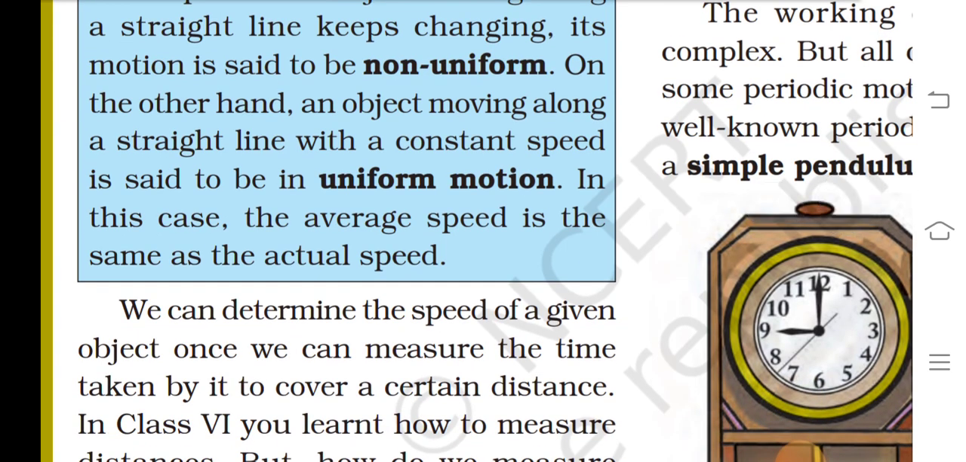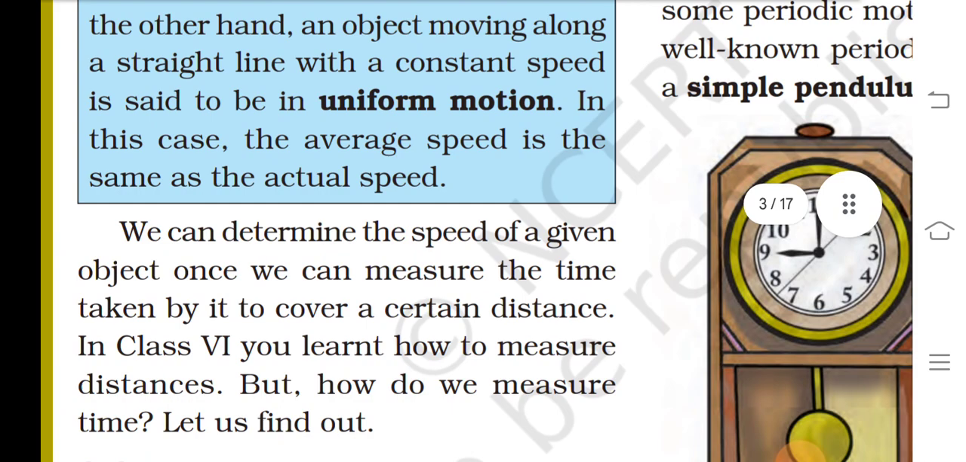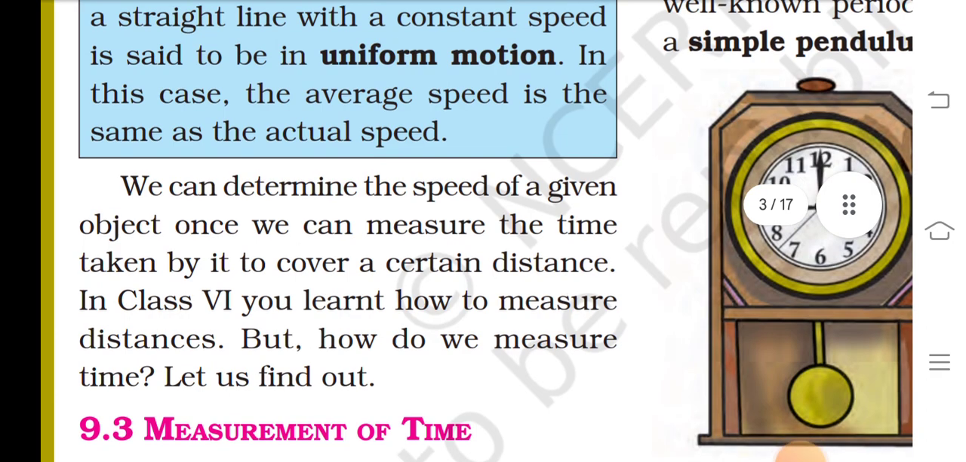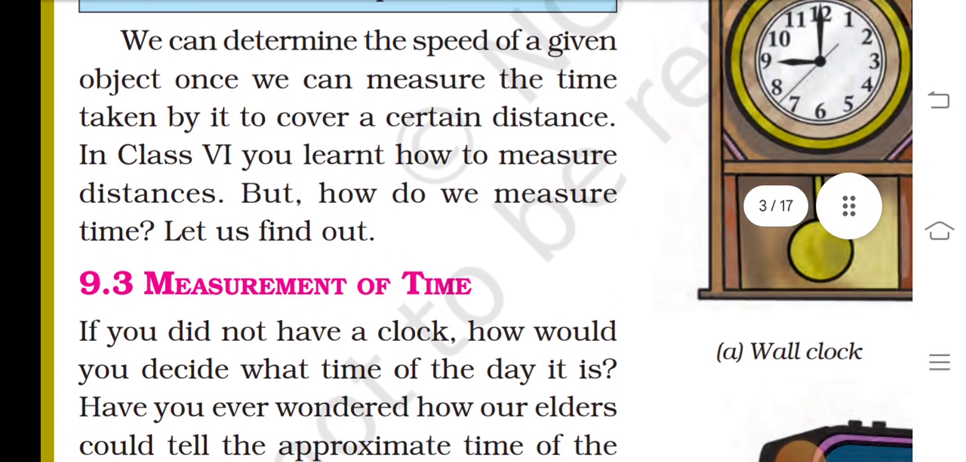non-uniform. On the other hand, an object moving along a straight line with a consistent speed is said to be in uniform motion. In this case, the average speed is the same as the actual speed. We can determine the speed of a given object when we can measure the time taken by it to cover a certain distance.